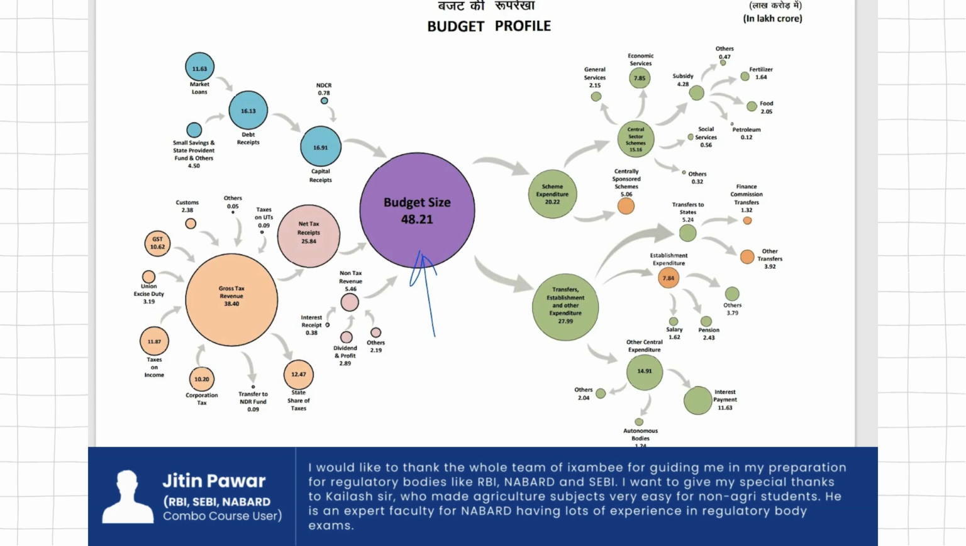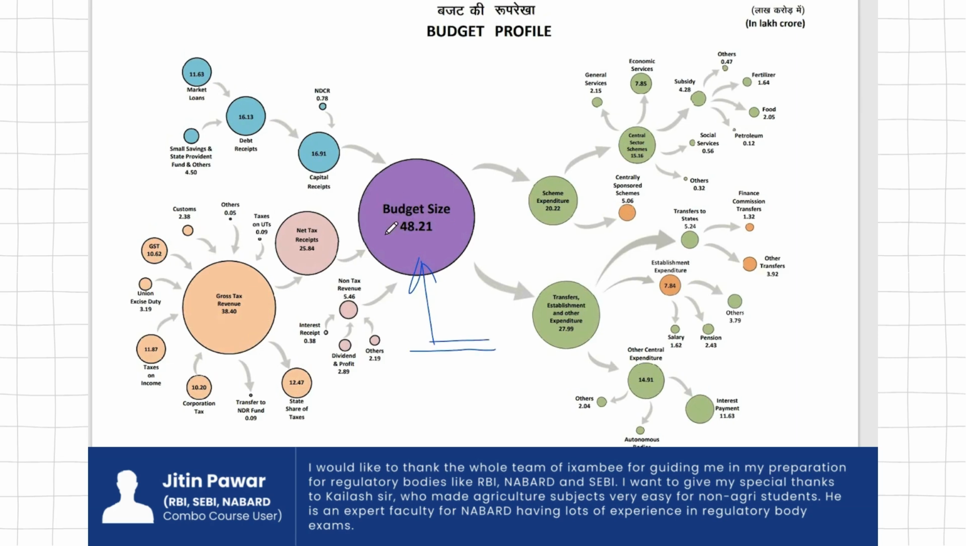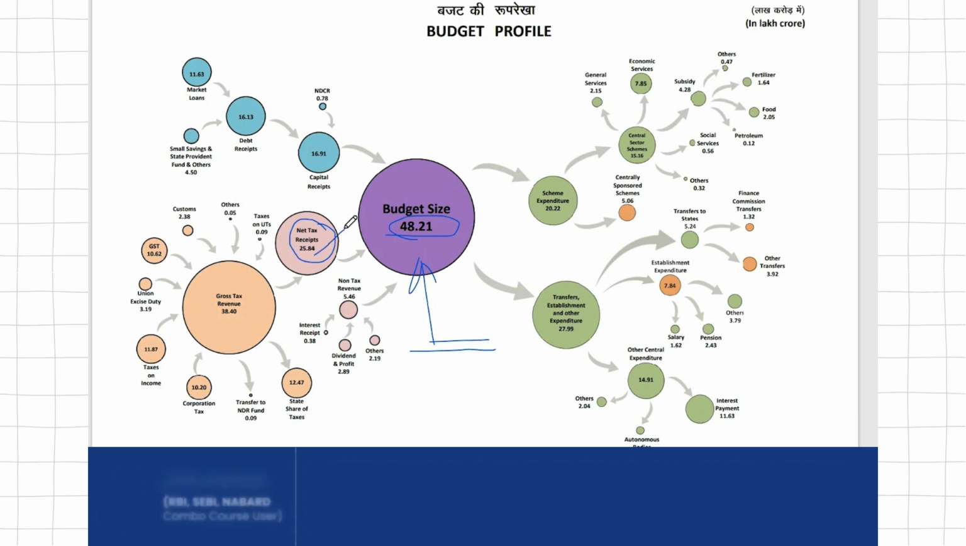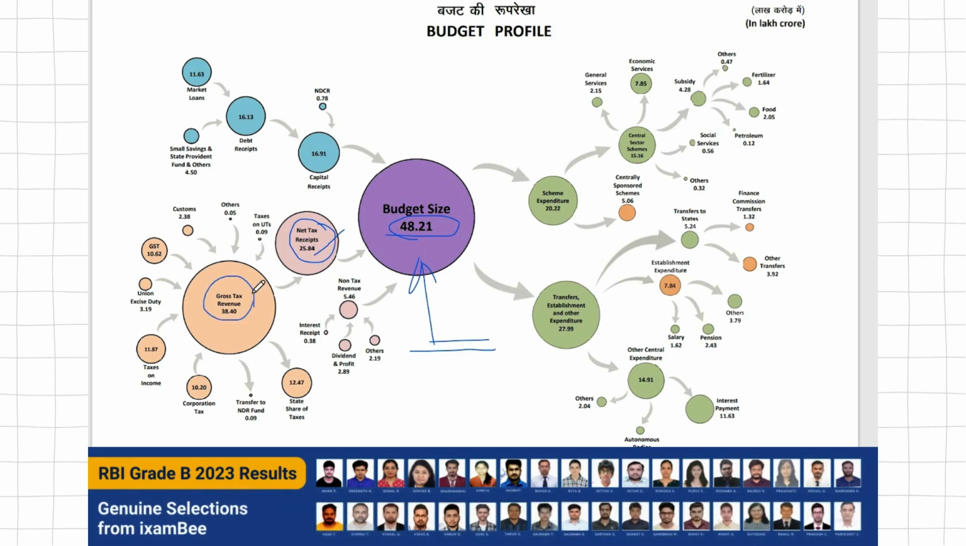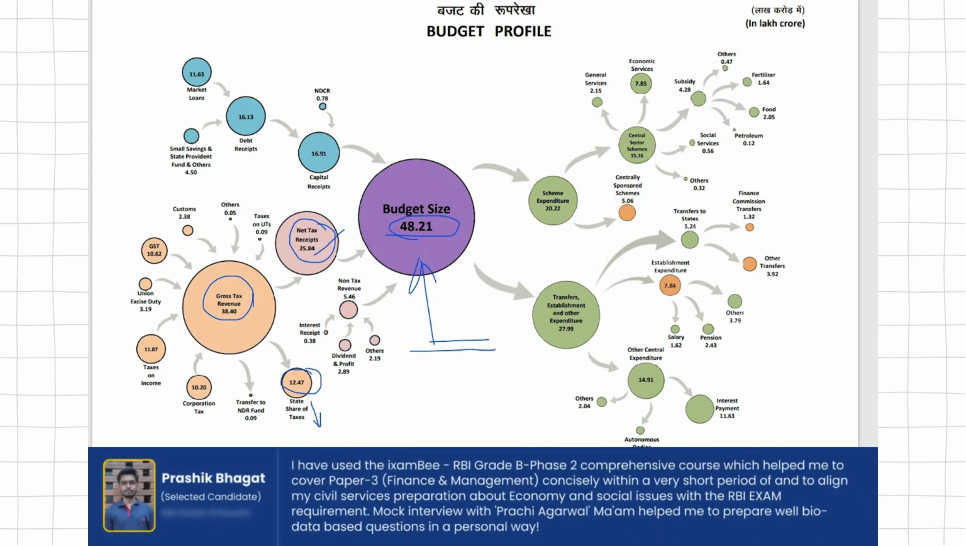If you first see from where the money comes, this 48.21 lakh crore, the maximum is coming from the tax receipts, 25.28 lakh crore. In this tax also, the gross tax revenue is 38.40, but out of this, 12.47 lakh crore is given to the state governments. So the net amount is coming to central government, and non-tax receipt of 5.46 lakh crore, which is interest receipt.